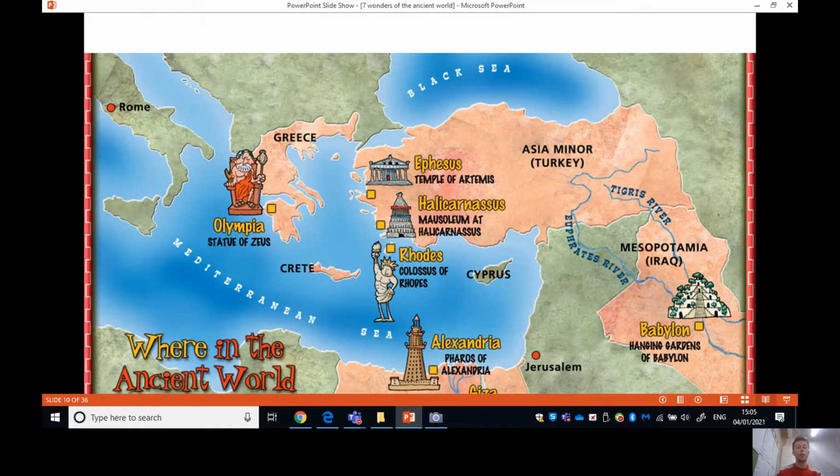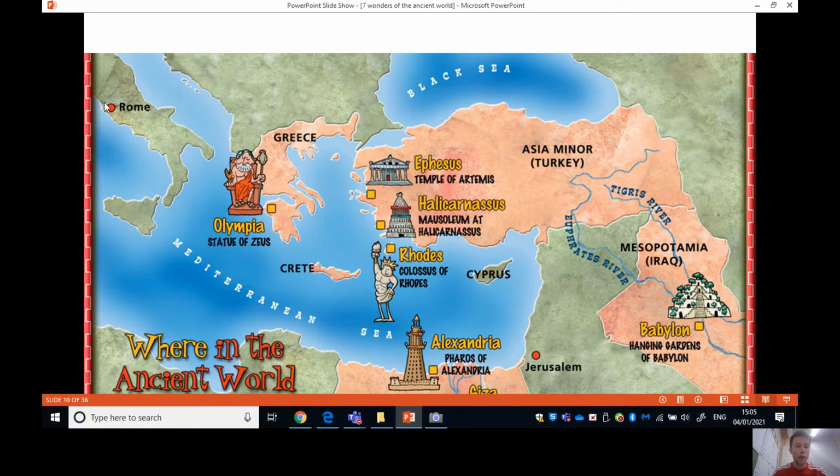So where in the ancient world were these 7 wonders? The statue of Zeus, as you can see here with my cursor, was in Olympia, which was in Greece. I want you to listen really carefully here because our task in a moment is going to be based on this map. We're going to have a small mapping activity. So Olympia was where the statue of Zeus was.